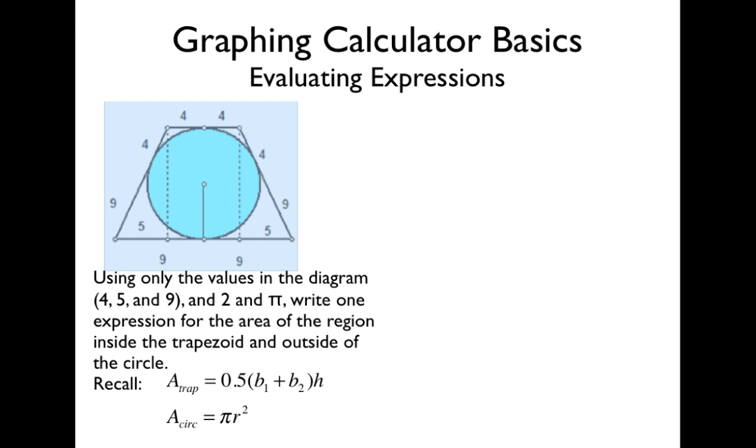All right, so here's a geometric figure, and it's saying using only the values in the diagram, 4, 5, and 9, and then if you want to use 2 as a multiplier, that's fine, and pi. Write one expression for the area of the region inside the trapezoid and outside the circle. Okay, so what's the total area inside the trapezoid and outside the circle? But here's the key. You can only use these values, 4, 5, 9, and then if you want a factor of 2 or a factor of a half, you can do that, 2 and pi. Okay, but don't... So let your expression do all the computing along the way.